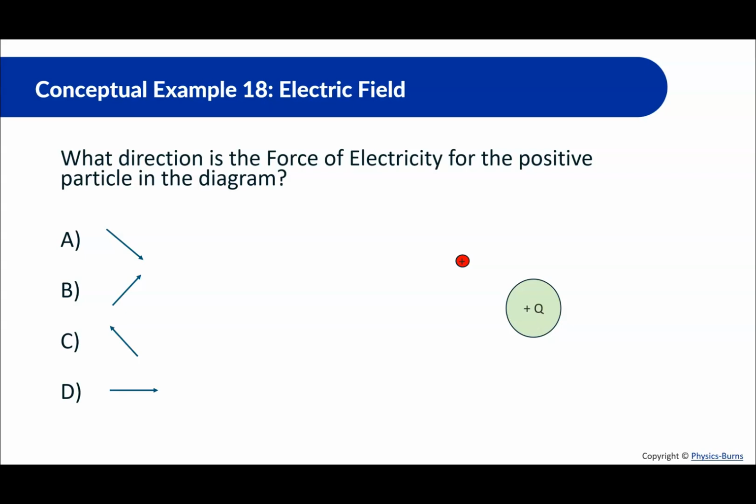Alright, moving on. So, example number 18, conceptual example. What direction is the force of electricity for the positive particle in the diagram? So remember, the electric field at this point is going to be going this way. And since it's positive, it means the force of electricity is going to go in the same direction as the electric field. So it should be C.